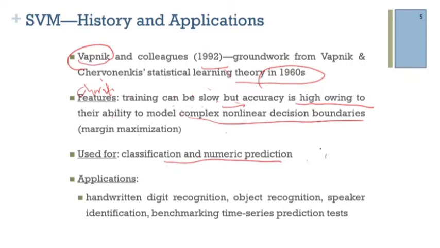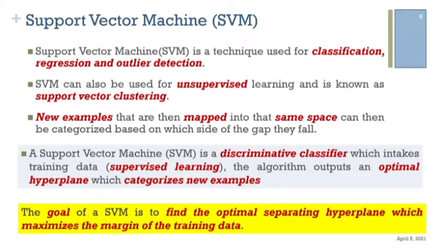But the numeric prediction problem is known as SVR, support vector regression. Some people call it support vector machine also. Support vector machine is the one for classification, but the one for regression, they call it SVR, support vector regression. But some people still call the two SVM, which is fine. It has found its application in several areas: object recognition, speaker identification, and other things.